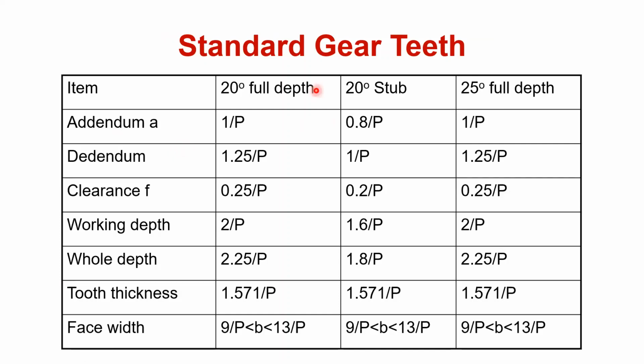Similarly, these are the different standard gear teeth which are available for an automotive application, where you have three different categories. The gear pressure angle can be either 20-degree full depth, 20-degree stub, or 25-degree full depth. According to this, you have a different tooth thickness of the gear, and the depth will vary accordingly. The clearance will vary accordingly. The addendum and the dedendum values will also vary accordingly. Even the face width, this is a very important one.